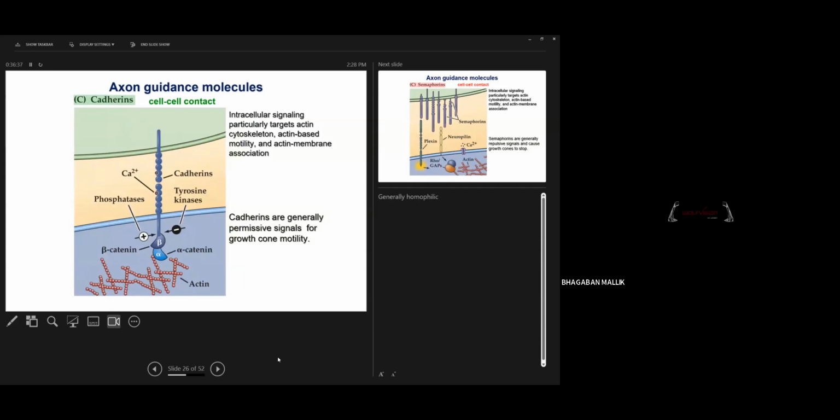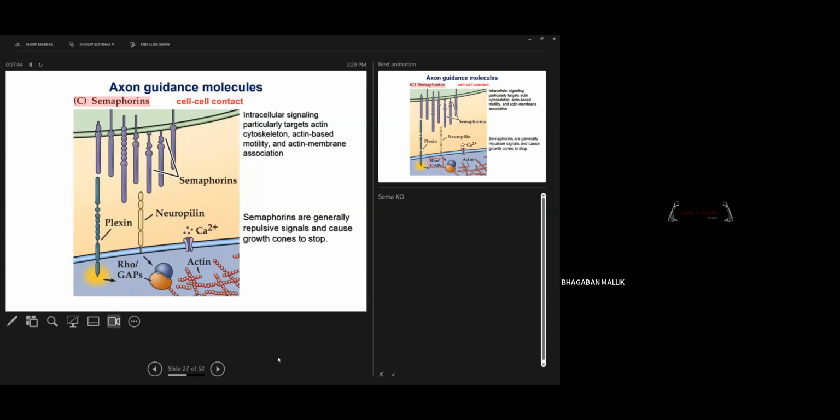Another cell-to-cell contact molecule is called cadherin. This is one axon, this is another axon, same thing. In these cells, the cadherin binds with calcium and becomes activated, and interacts with the cadherin of the other cell. Then you have activation of beta catenin and alpha catenin. Cadherins are mostly a permissive signal, so they help in polymerization of actin. That's why you have extension of filopodia, and this shows how cadherin helps polymerization of actin and growth of the growth cone. Very simple. So these are a lot of signaling molecules showing how they regulate the dynamics of actin and tubulin for growth at the tip of the growth cone.